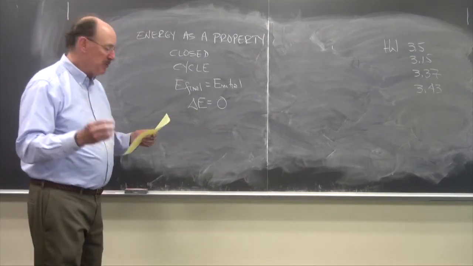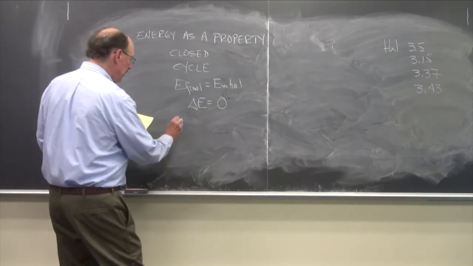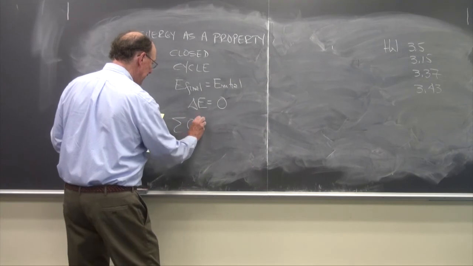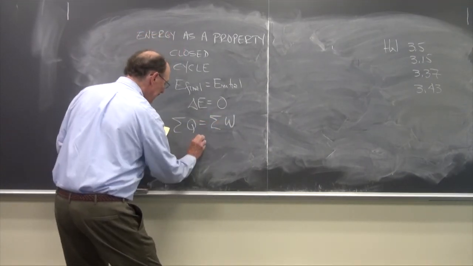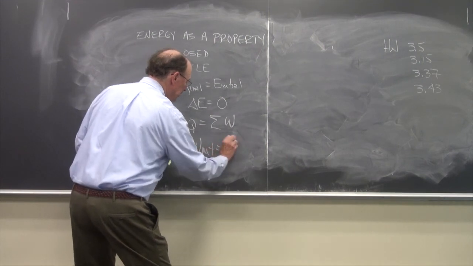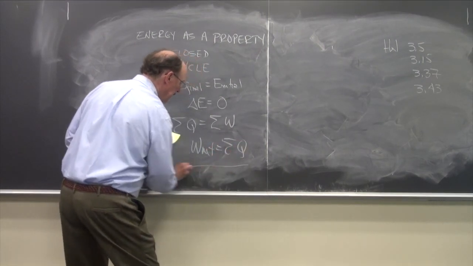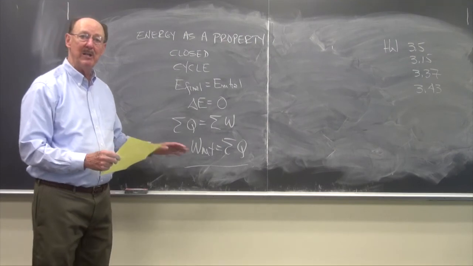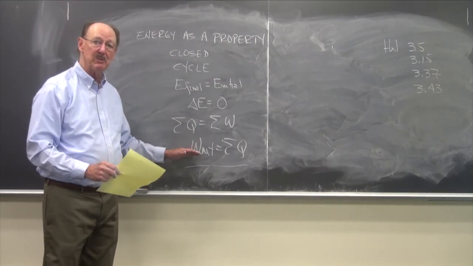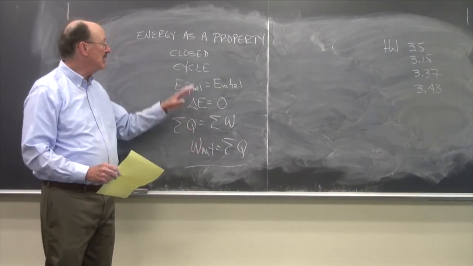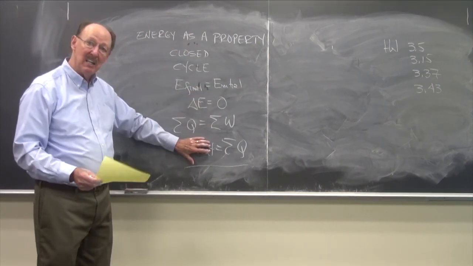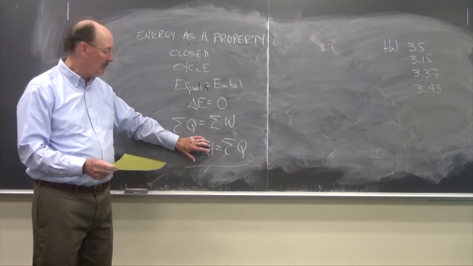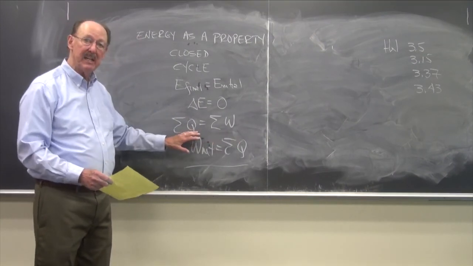From this, when you go through the development, we'll have that the sum of the heat for a cycle is equal to the sum of the work, or W net is equal to sum Q. That will prove to be very useful later in the course. We're going to use this throughout the course. So for a closed system in a cycle, the net work, all the time, reversible, irreversible, whatever, is equal to the sum of the heats in and out of that system.